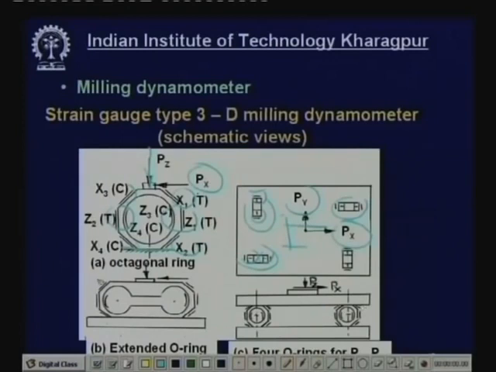Now this is another one, called an extended O-ring. Here this is an O-ring, and here is another O-ring type. Now this is connected like this. This is useful for another kind of dynamometer called the grinding dynamometer.